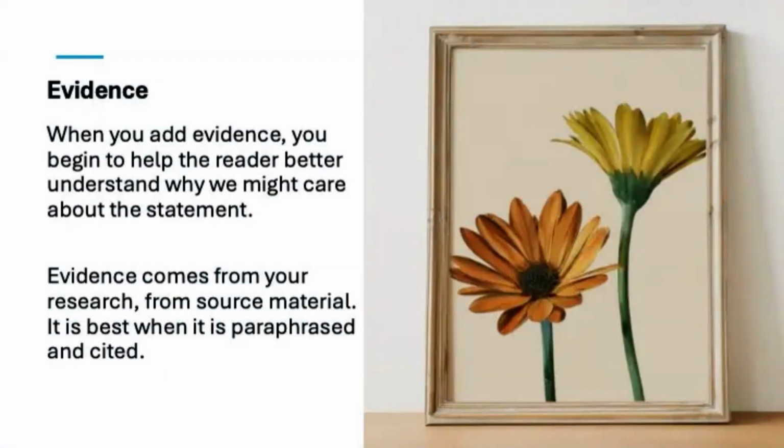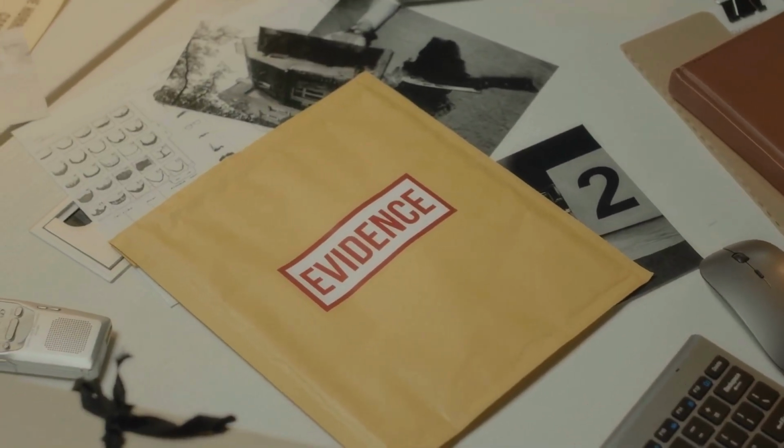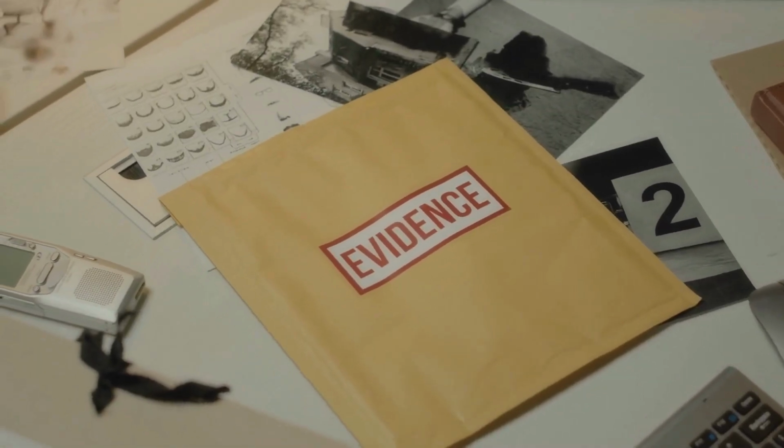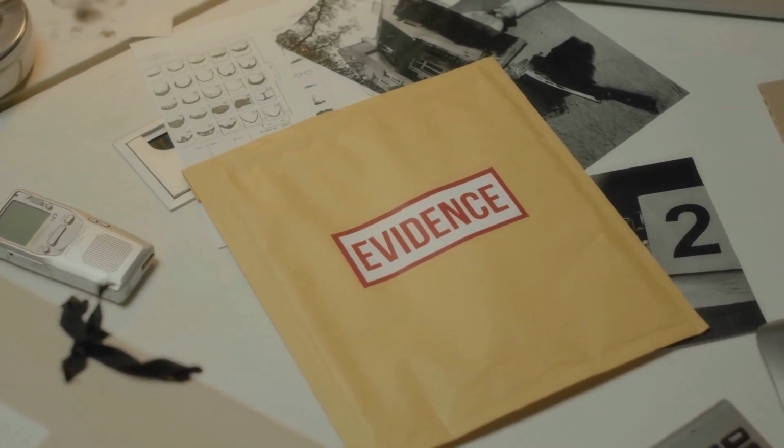The second part of the C strategy is evidence. When you add evidence, you begin to help the reader better understand why they should care about the statement. Perhaps, more importantly, you begin to help them understand what your perspective is and why you thought there was value in the statement in the first place. Evidence comes from your research. It comes from your source material.